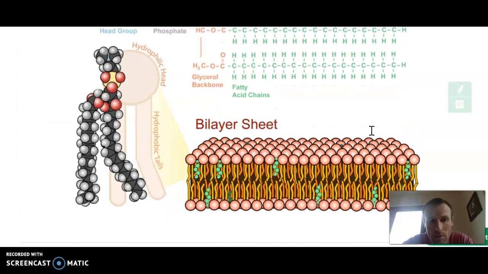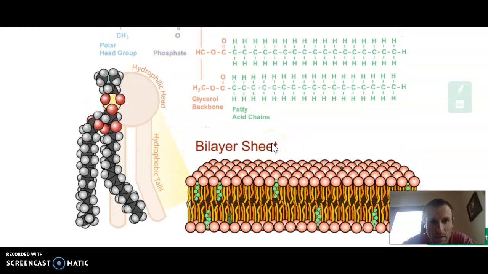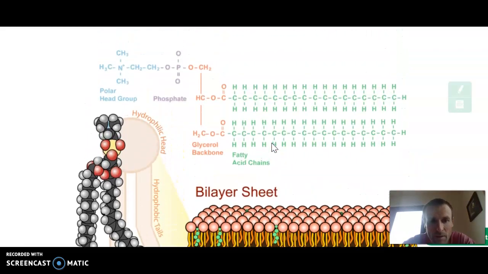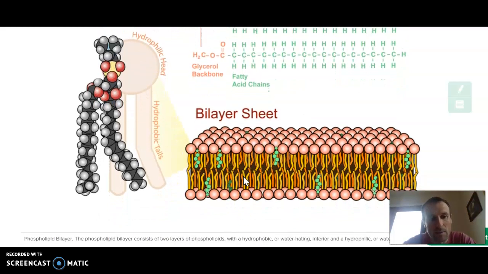Nice picture here. So here's the bilayer sheet. What else can we look at here? Well, this is really the structure of the lipid molecule. Here's the glycerol head, and then here we have the fatty acid tails. And I like how this is showing this side is polar and this other side is going to be nonpolar. And it should make sense why it arranges like this to sort of protect the fatty acids from the water.